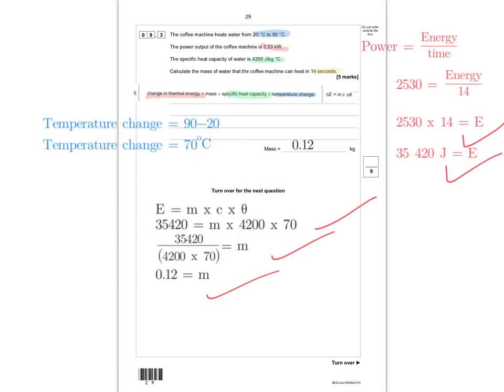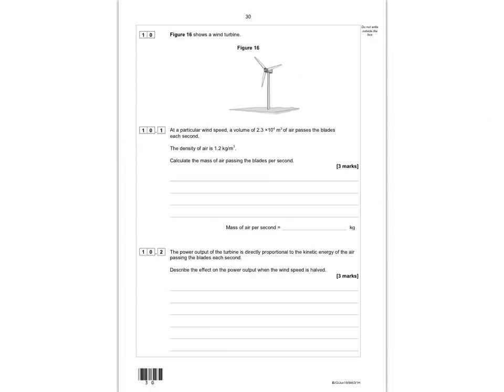That brings us to the end of question 9. Please give yourself a mark out of 9 and get ready to move on to question 10. We now move on to question 10, which is the final question of the paper. Question 10 shows figure 16, which shows a wind turbine, as seen here.